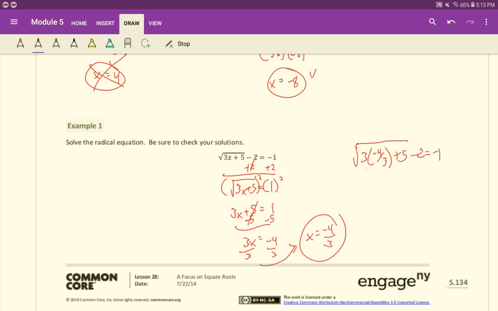Anyway, 3 times negative 4/3 will be negative 4. Negative 4 plus 5 is going to be 1. So we have the square root of 1 minus 2 equals negative 1. Root 1 is 1, minus 2 equals negative 1. And check, that works. So we know that answer is right.